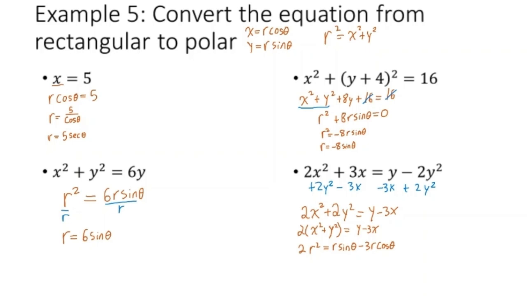Notice how r is a common factor. So we'll factor r out on the right-hand side. Then we can cancel out an r by dividing each side by r. And then we can divide by 2 to isolate r. And we get r equals sine theta minus 3 cosine theta all over 2.